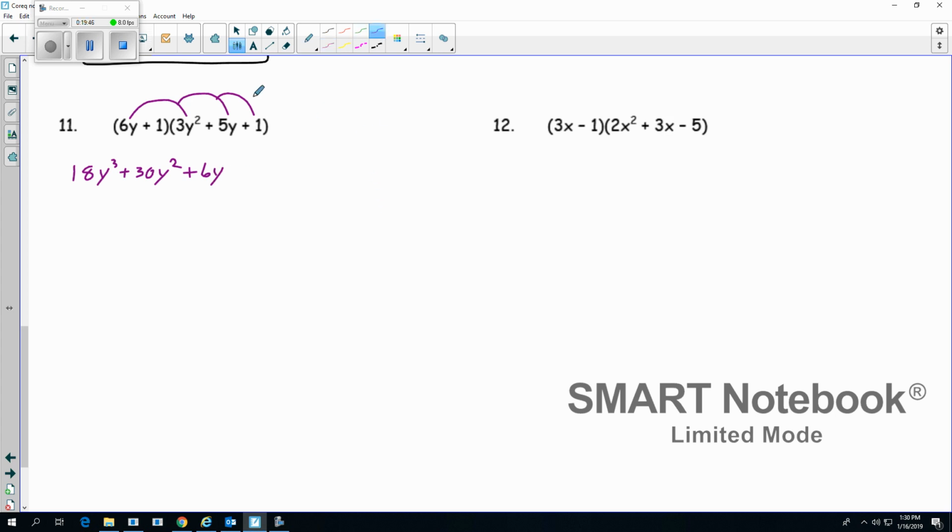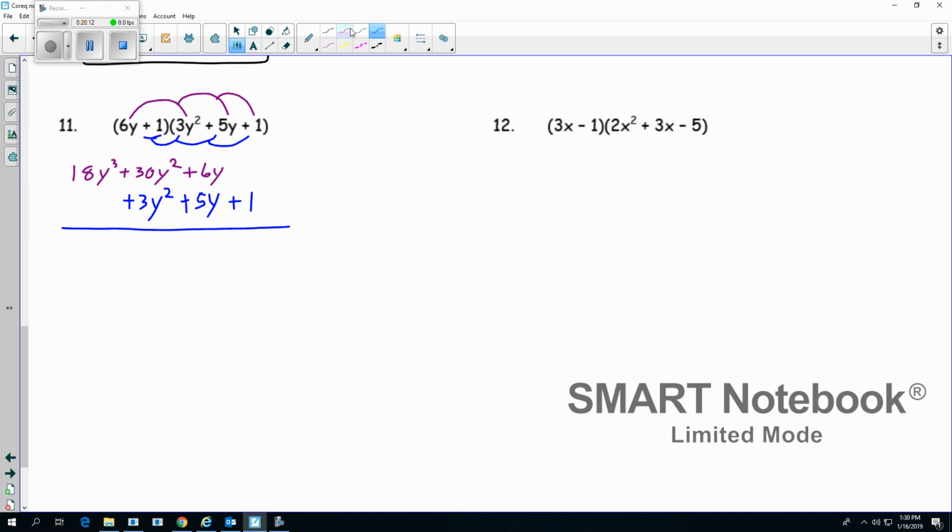Then I'm going to go ahead and multiply by this plus 1. So this can be 3y squared. If you want to, you can put a plus with it. It doesn't really matter. So plus 3y squared. Then I'm going to get a plus 5y. And then the last one, 1 times 1, that just gives me a plus 1.